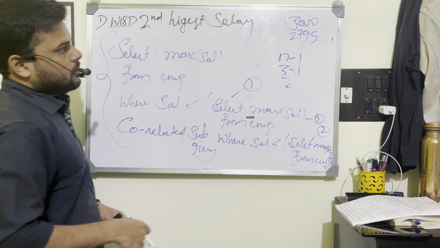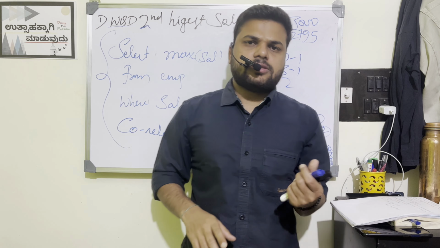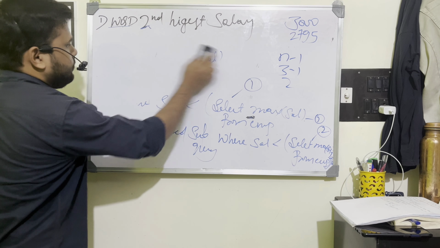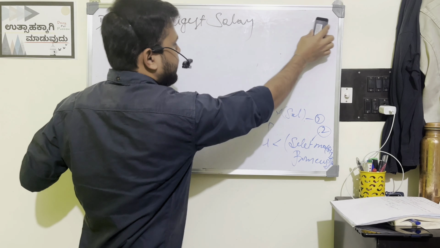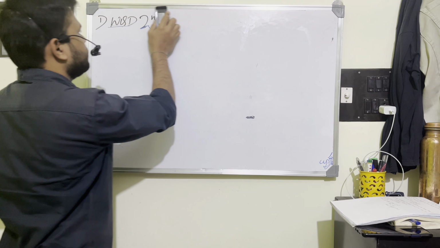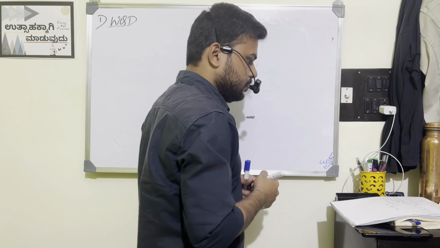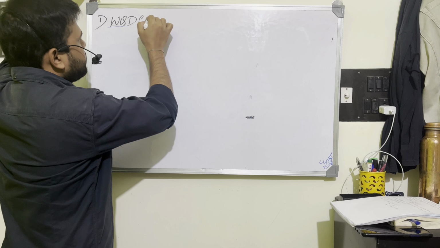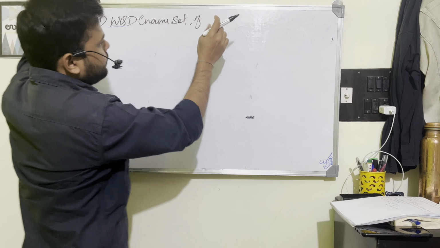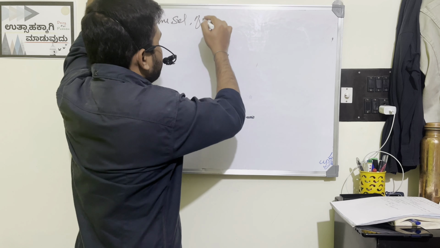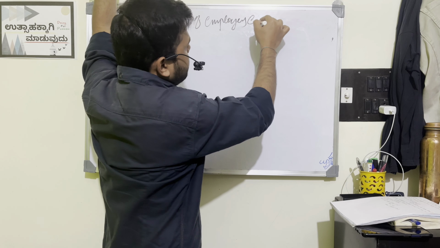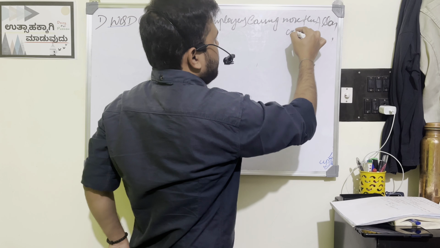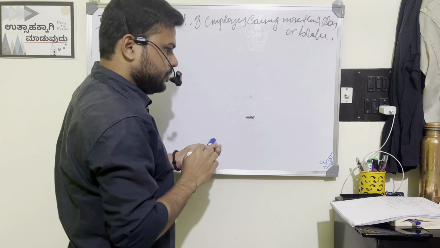Correlated subquery. Okay. In the previous class, I discussed the any and all operators. I will solve two queries on the any and all operators. Let me erase this. Write a query to display employee name, salary of employees earning more than Alan or Blake. Okay, I will write the query.